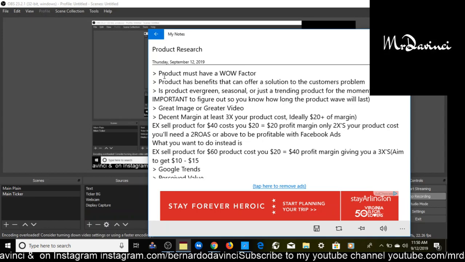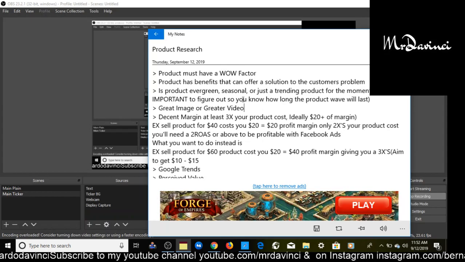The next thing you need to figure out in product research is, is the product evergreen, which means it can sell year-round, 365 days? Is the product seasonal? Since we're going into quarter four, Halloween's coming up, so that'll be a seasonal product. Or is it just a trending product for the moment, meaning that the product is just in demand for a certain amount of time and then it's going to die out.